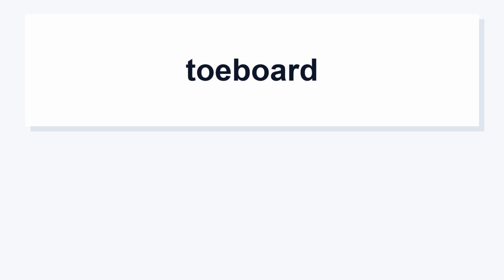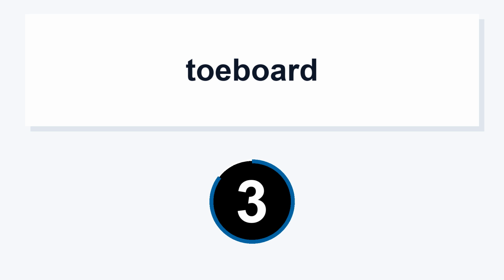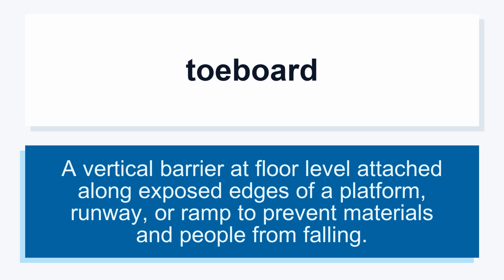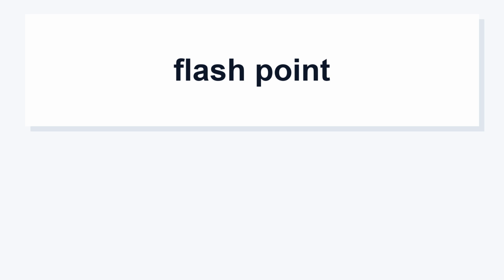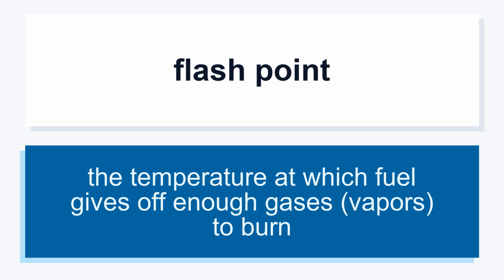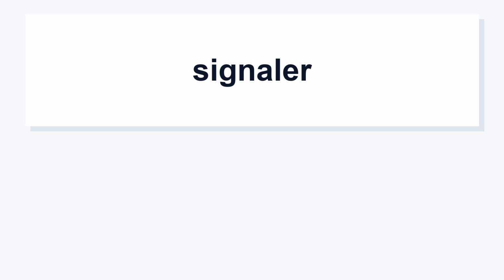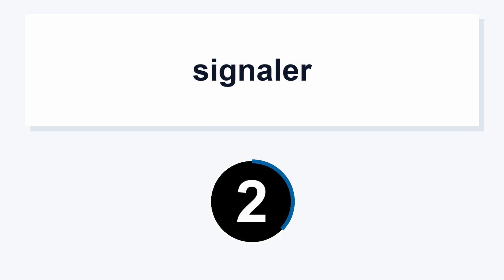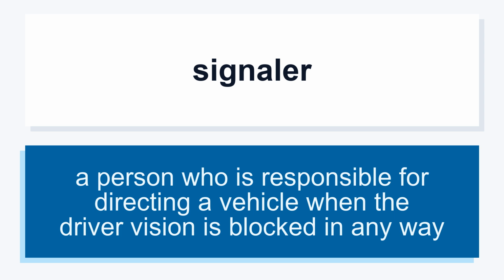Toeboard. A vertical barrier at floor level attached along exposed edges of a platform, runway, or ramp to prevent materials and people from falling. Flashpoint. The temperature at which fuel gives off enough gases, vapors, to burn. Signaler. A person who is responsible for directing a vehicle when the driver's vision is blocked in any way.